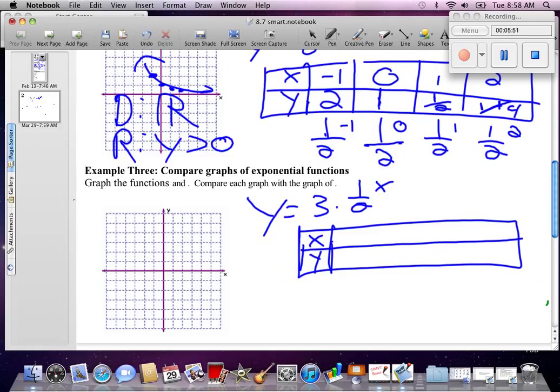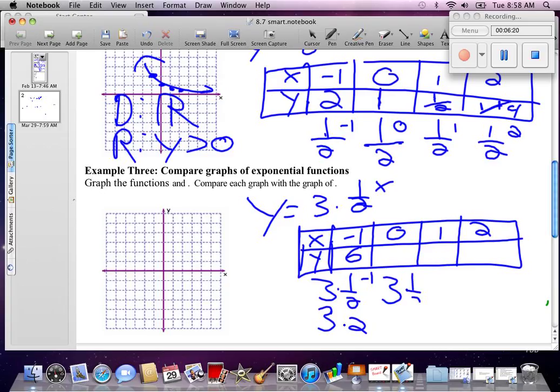X and y, I'm going to put the same numbers, negative 1, 0, 1, and 2. Okay, so we've got 3 times 1/2 to the negative 1. That means we flip over my 1/2 and I get 3 times 2, which gives me 6.